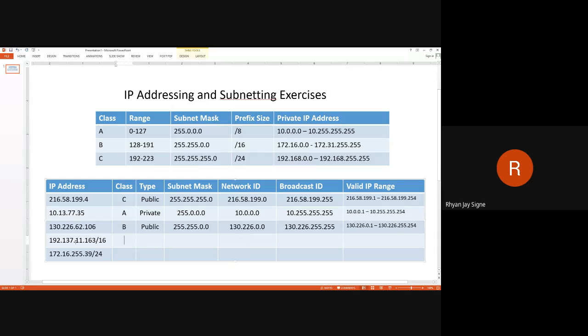So the third example is one where the prefix is provided, meaning the prefix gives its subnet mask. Okay? What class does it belong to? Class C. Okay, class C. Is it public or private? Private, because it does not fall in the public range.